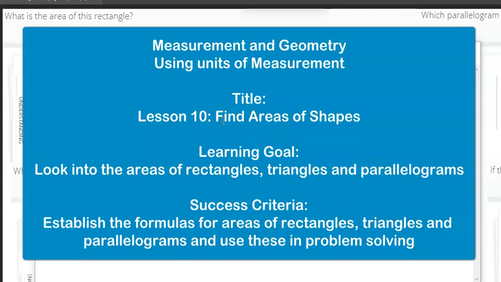This is lesson 10 from the using units of measurement topic, and this lesson will be looking into finding areas of shapes. The learning goal for this one is to look into the areas of rectangles, triangles, and parallelograms. And the success criteria is to be able to establish the formulas for areas of rectangles, triangles, and parallelograms, and use these in problem solving.